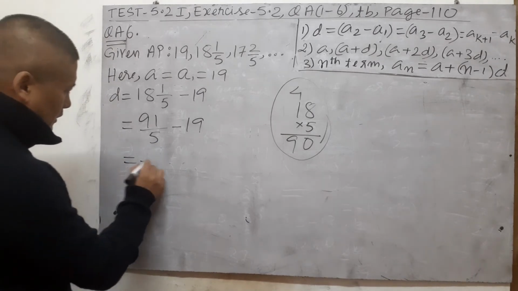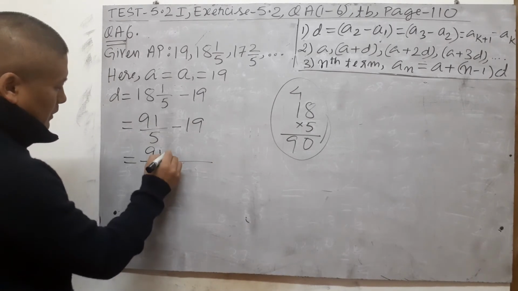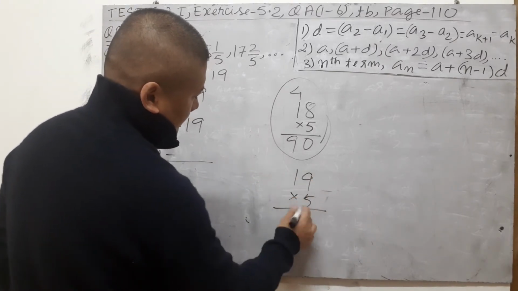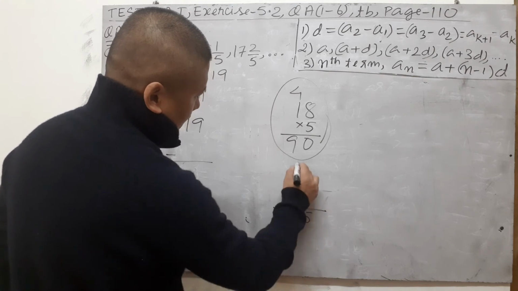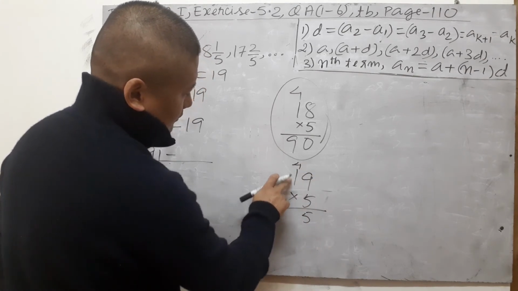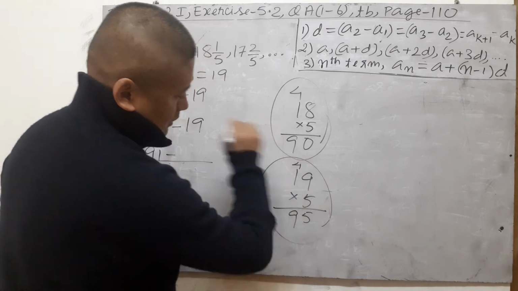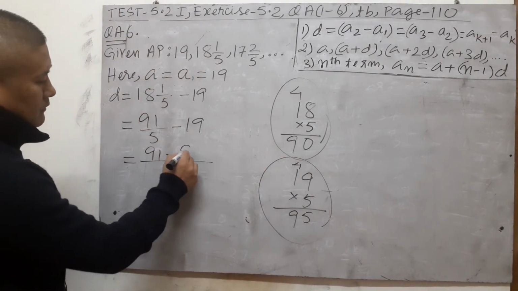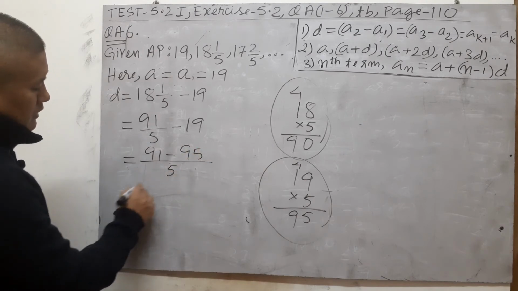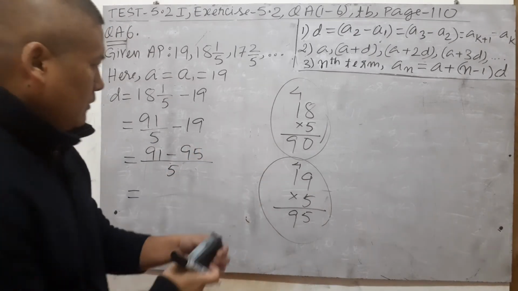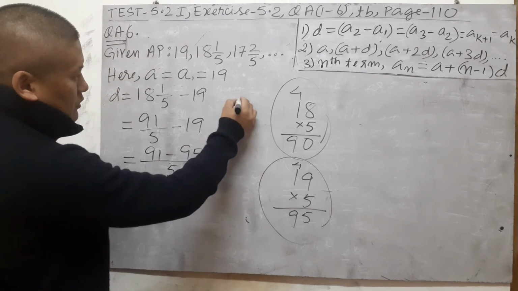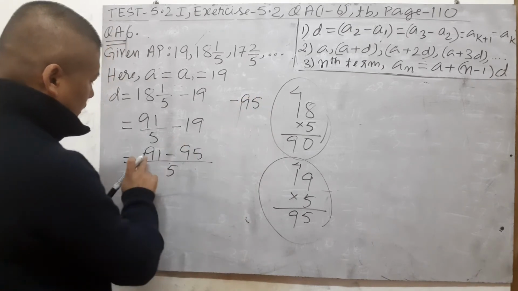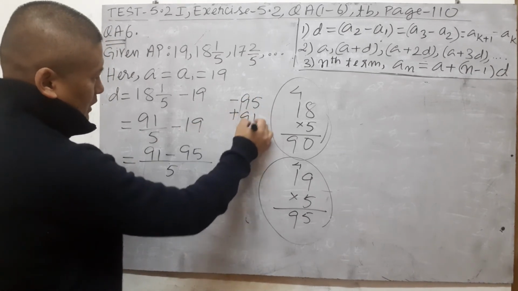I'll go about it slowly. 91 here minus this into this, so 19 into 5. 5 9s are 45, 4 in hand. 5 1s are 5 plus 4 is 9. You can write those down on your note, okay? So here 5 into 19 is 95, divided by 5 down here. So now we have on the numerator the bigger absolute value, minus 95. The smaller one has no sign, means plus 91.